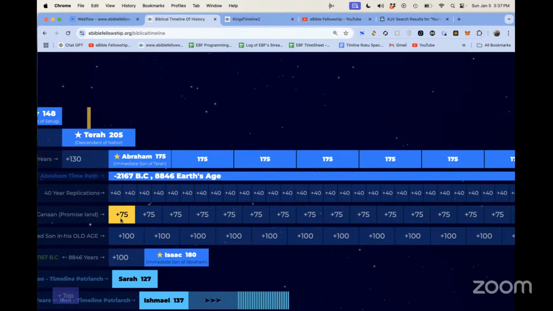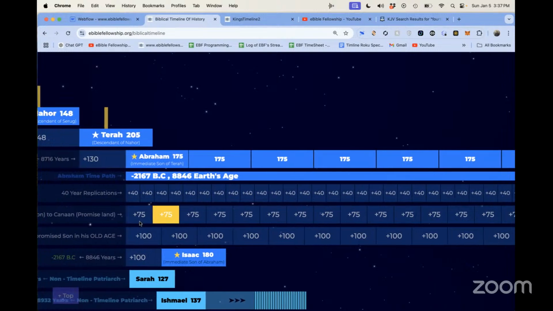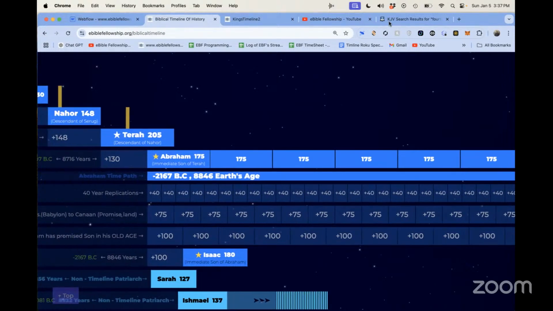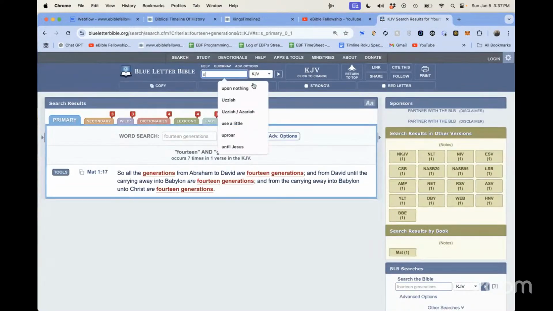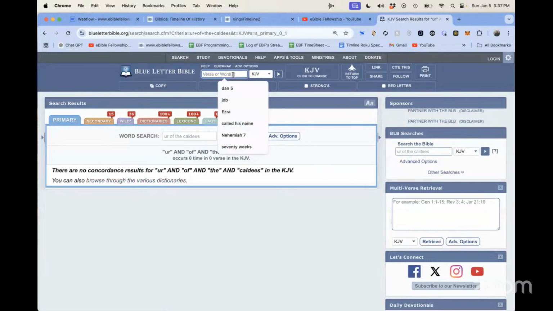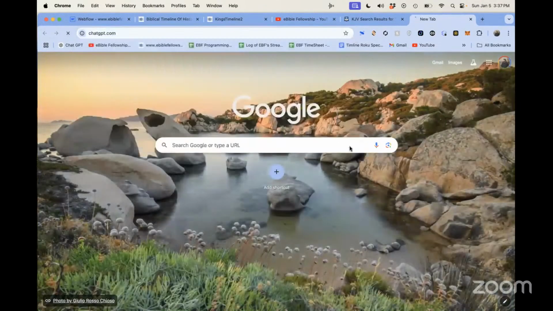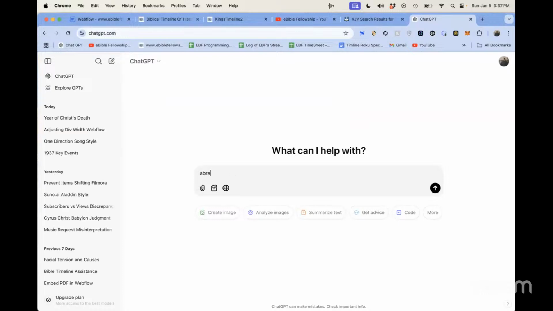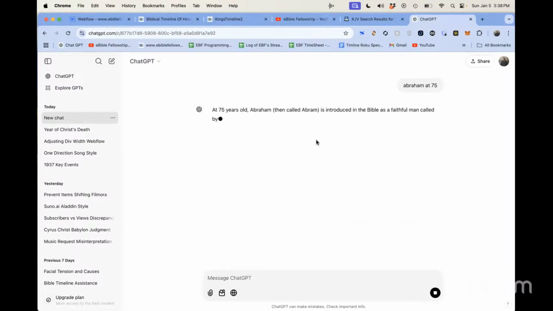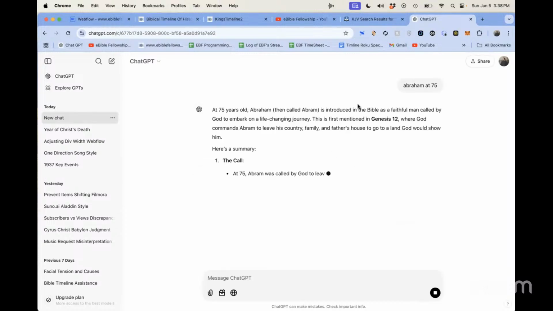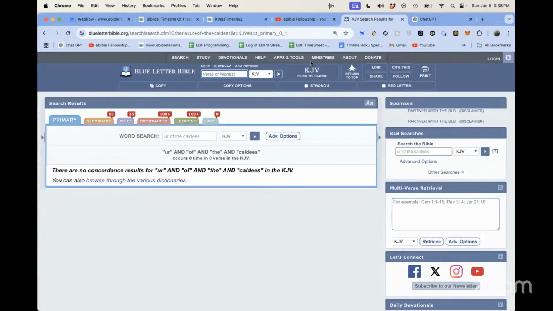And then I don't know if we went over this last time, but Abraham, when he turned 75, he left the Ur of the Chaldees. So we can look that up. So this is in Genesis 12.